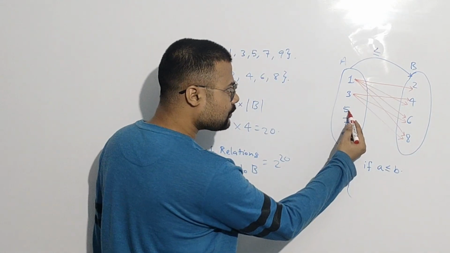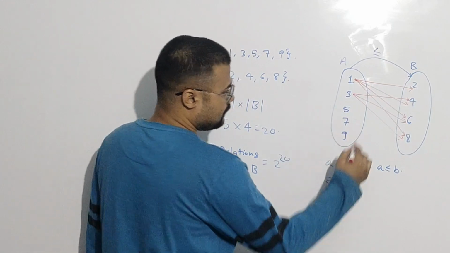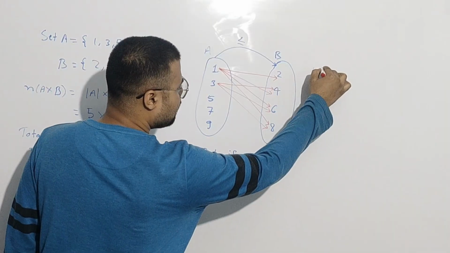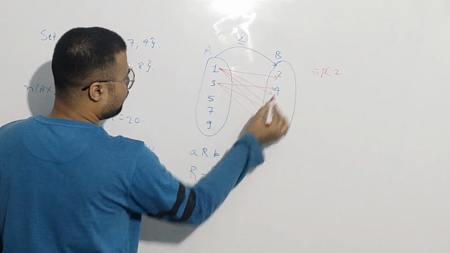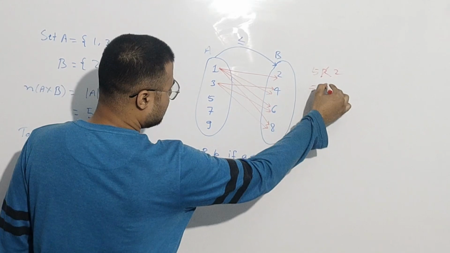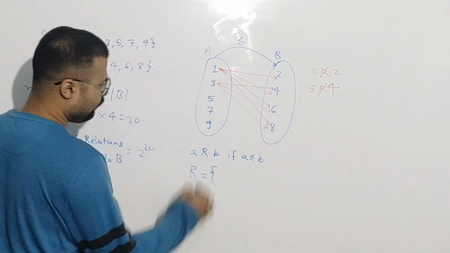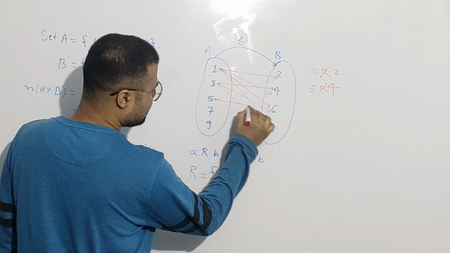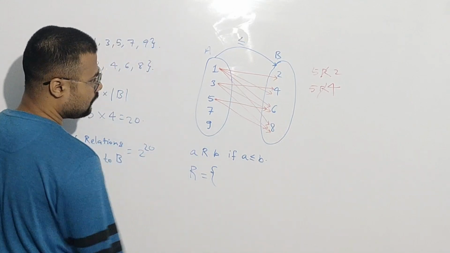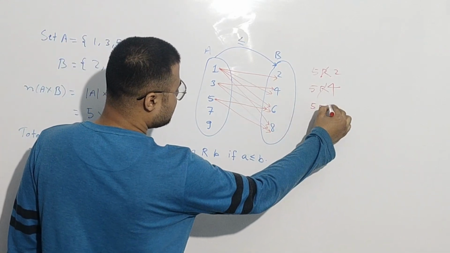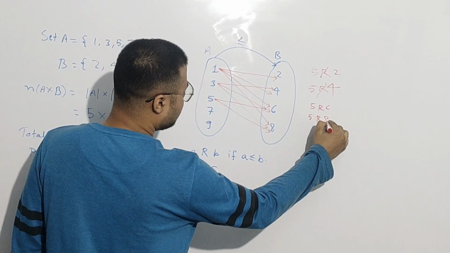Similarly, 5 is not less than or equal to 2, so they are not related by R. 5 is not less than or equal to 4, so 5 is not R related with 4. 5 is R related with 6. 5 is R related with 8.